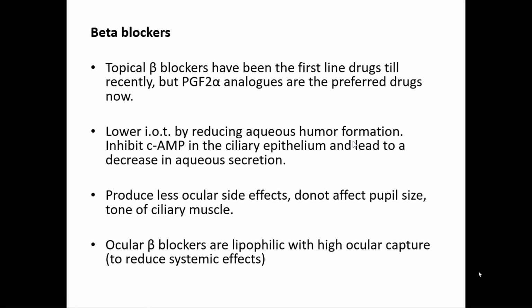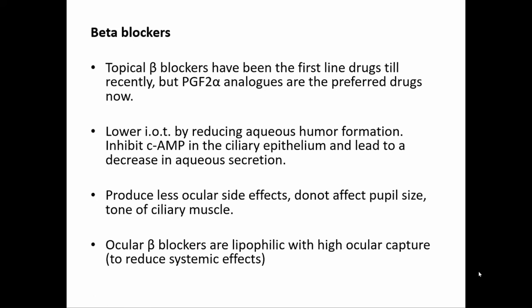And the beta blockers are given topically in the form of eye drops. In fact, most of the drugs that are used for the treatment of glaucoma are given in the form of eye drops. So when we give beta blockers topically, it produces few ocular side effects, and it does not affect the size of the pupil. It does not affect the tone of the ciliary muscle.